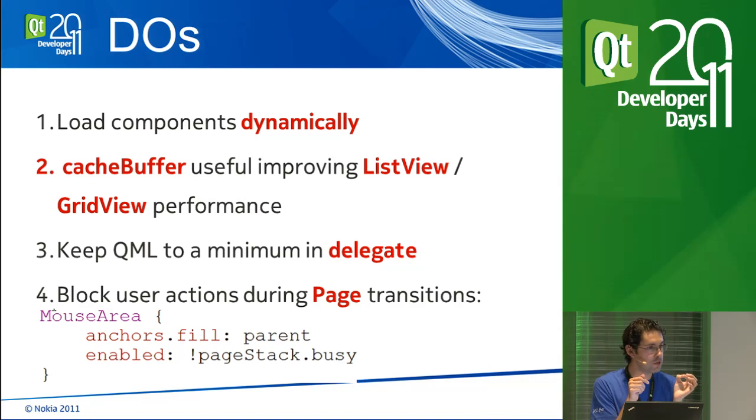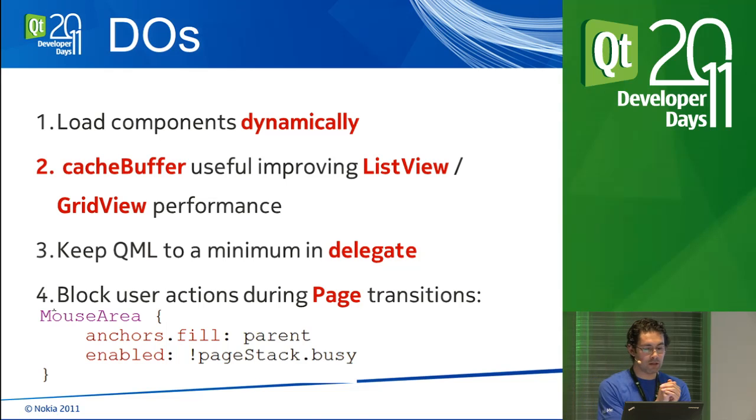The second one is you can use the property called cache buffer in the list view or grid view, in any of these views. What it does is that when you render the page, it also renders something on the top and something on the bottom, so when you start going up or down, the transition is smoother. It has some cost on memory because some delegates on the top and some on the bottom are also created, but it's good for short lists. When the list is really long, you don't want to use this. It has no benefit at all.